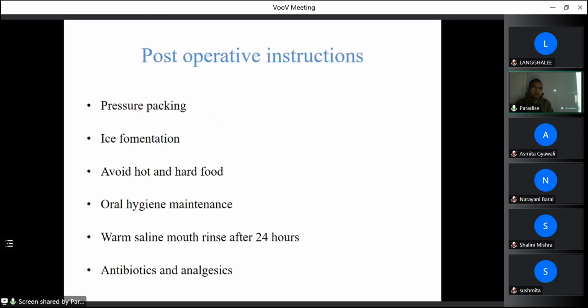Now, the post-operative instructions are pressure packing, ice fomentation, avoid hot and hard food, oral hygiene maintenance, warm saline mouth rinse after 24 hours, antibiotics and analgesics. I think most of you know these things.